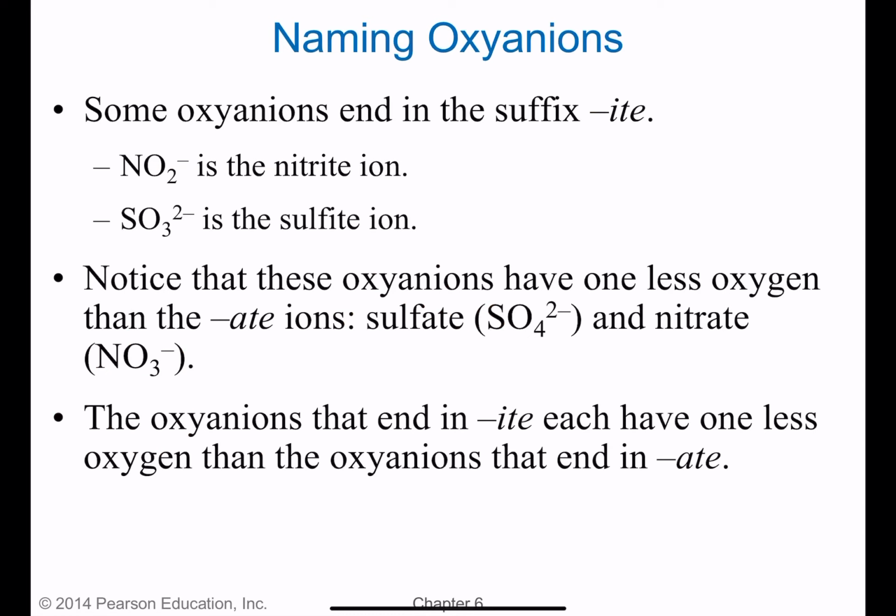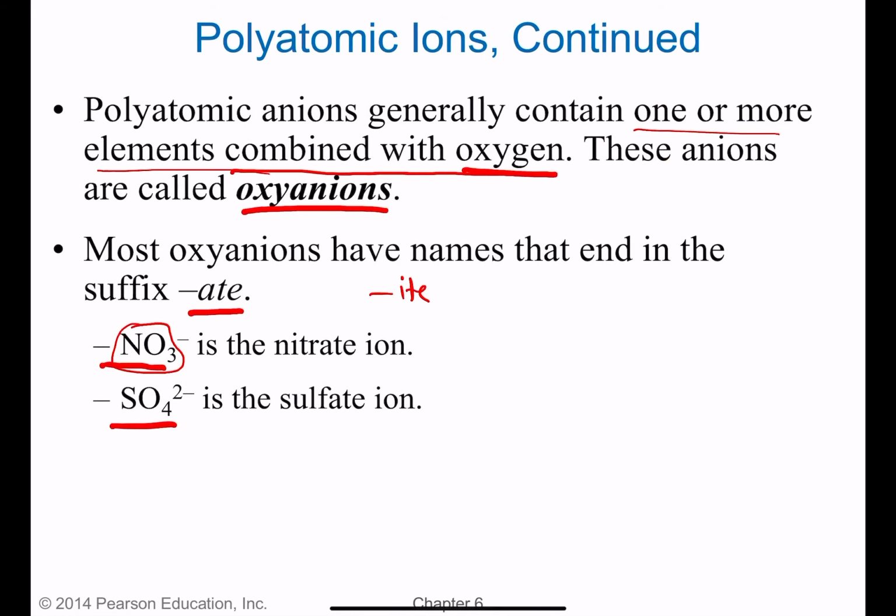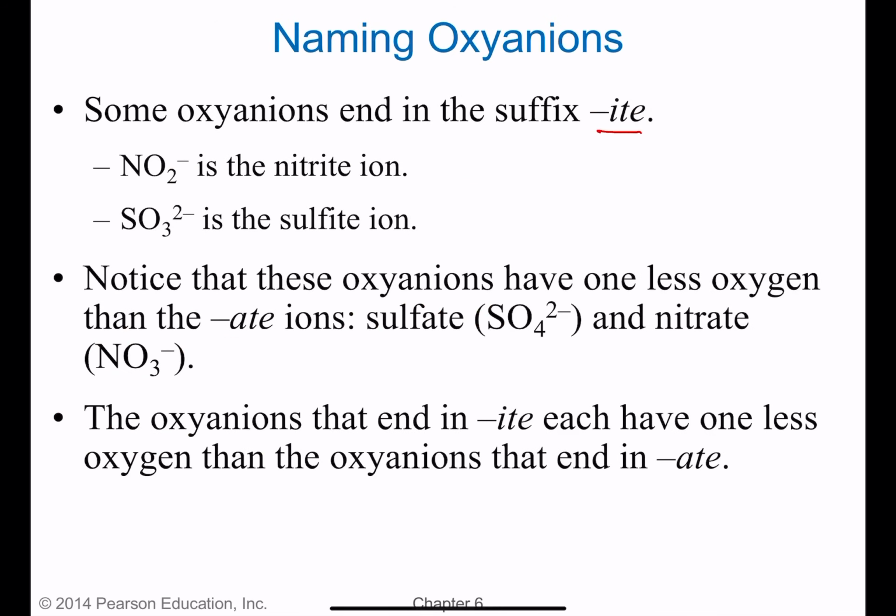So some oxyanions have ite. So we had 2 examples here. We had nitrate and sulfate. Here we've got nitrite and sulfite. And notice that the formula is different. So the ATE sisters, if you will, of this one, look, this is NO3, this one's NO2.